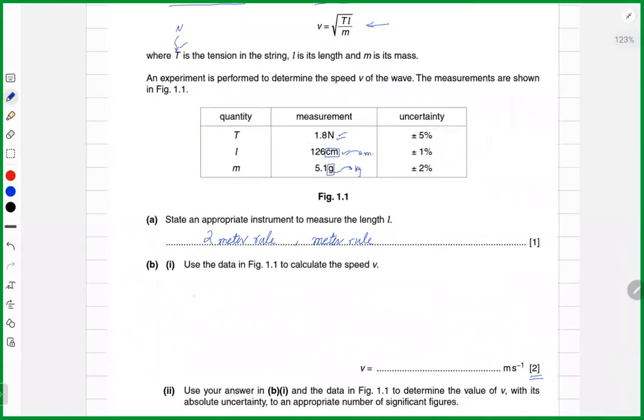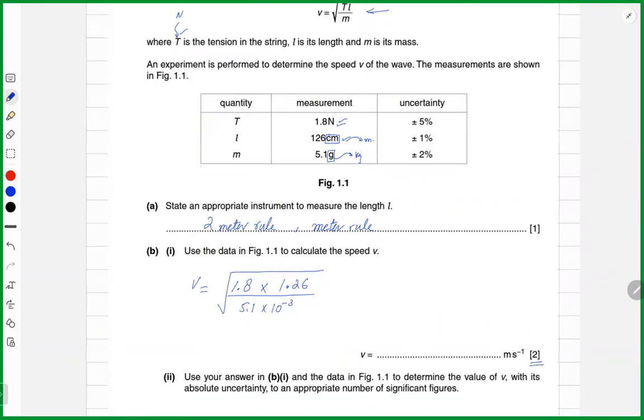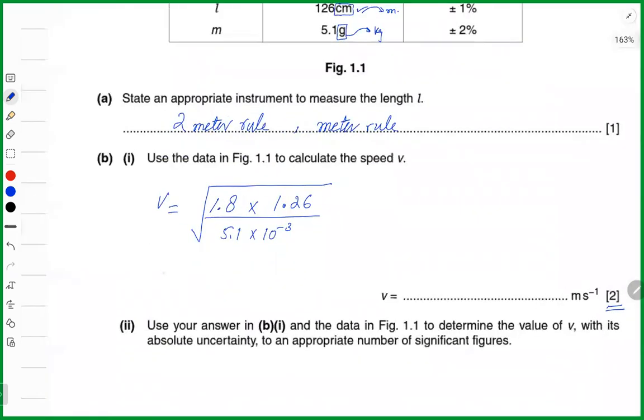So calculate speed V. V equals to square root of tension 1.8, length 1.26, and 5.1 into 10 to the power minus 3 kilogram. So very quickly, if you put everything in the calculator, tell me the answer for this part. 21.1.